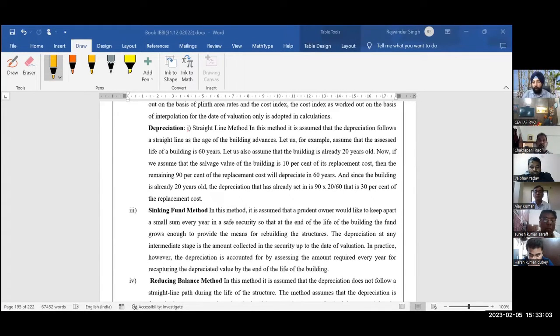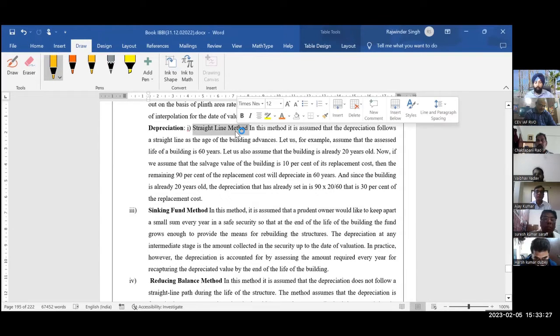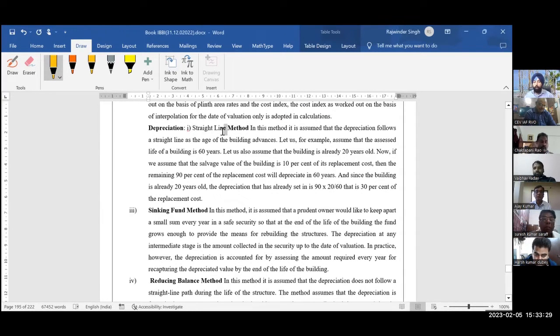So, friends, we will continue from where we left off yesterday. We are discussing depreciation, and as you know, there are three methods we mostly deal with. One method is the straight line method. In this method, it is assumed that depreciation follows a straight line.